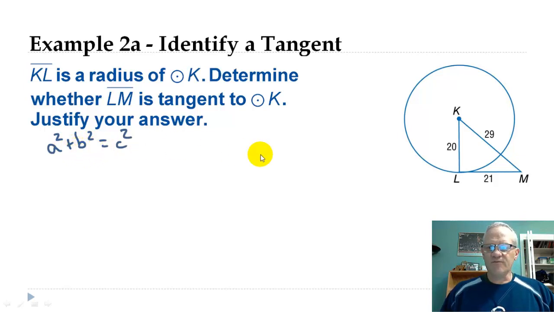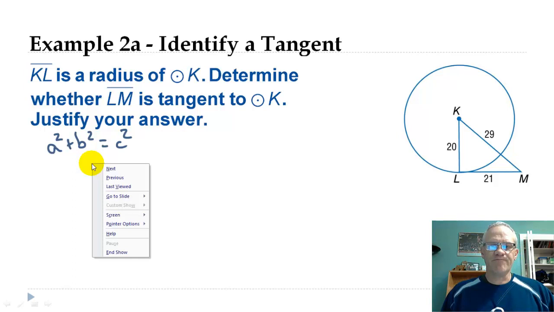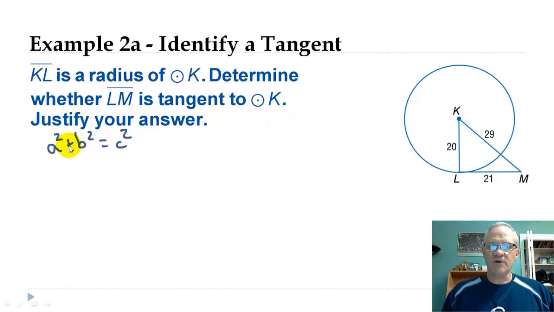And so if we put these numbers in here for A, B, and C, and they turn out to be equal, then we know it has to be 90 degrees, and therefore it's tangent. If it's not equal, if these two are not equal to each other, then it is not a 90-degree angle, and therefore not tangent. Okay, so let's plug these numbers in.